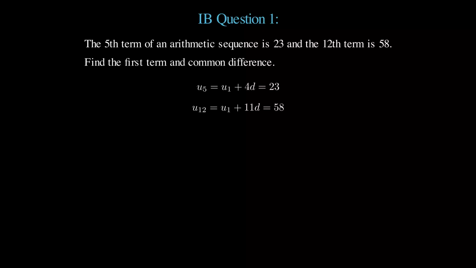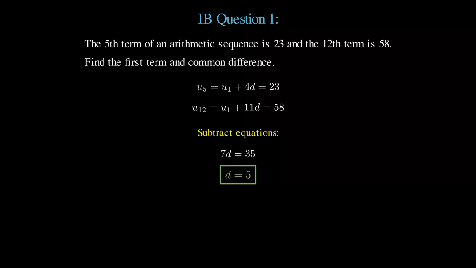Now we have two equations to solve. Let's subtract the first equation from the second. This eliminates u_1, giving us 7d equals 35. Dividing both sides by 7, we get d equals 5. Great, we just found the common difference. We just learned that in this arithmetic sequence, each term increases by 5.